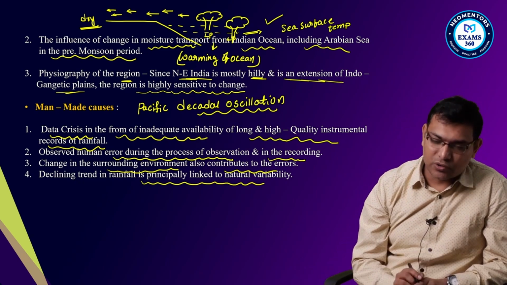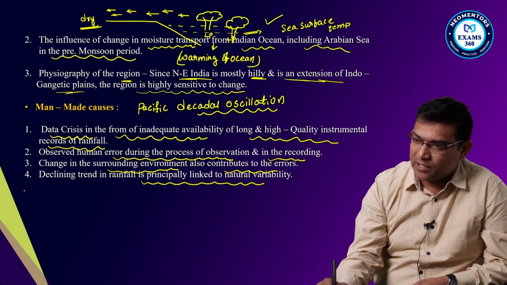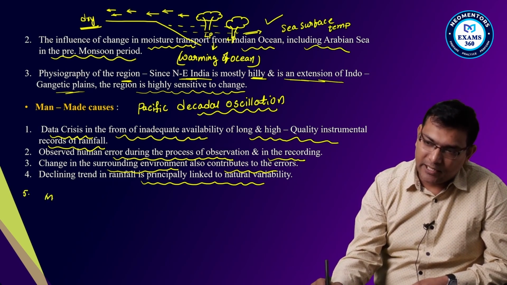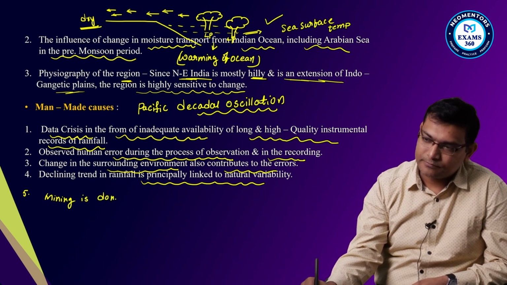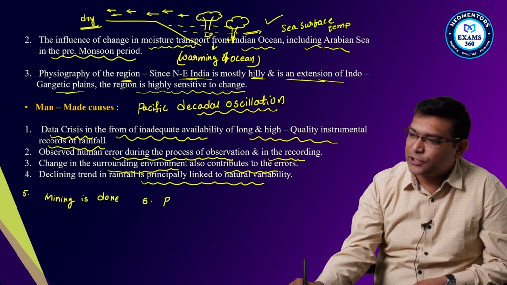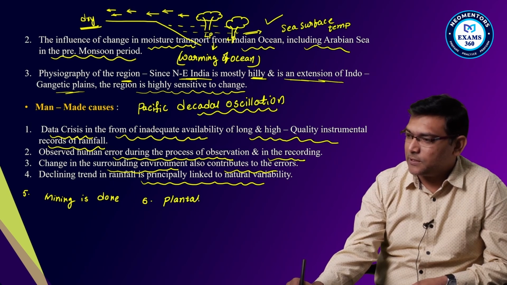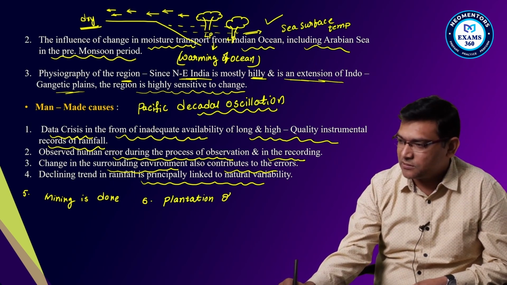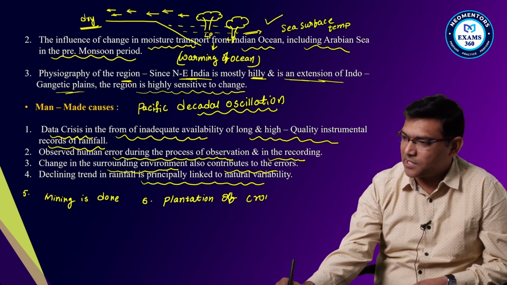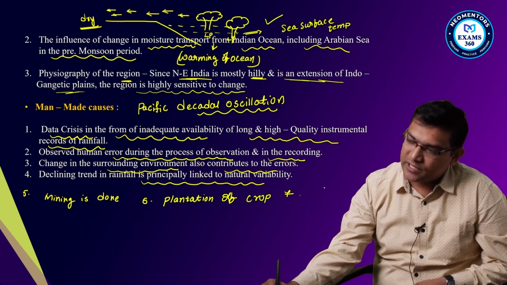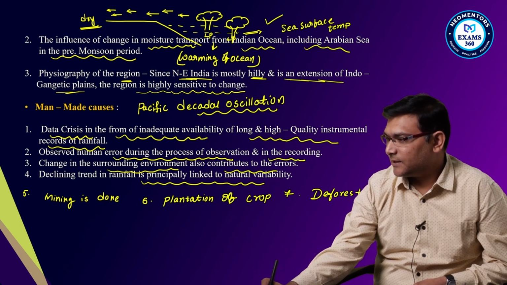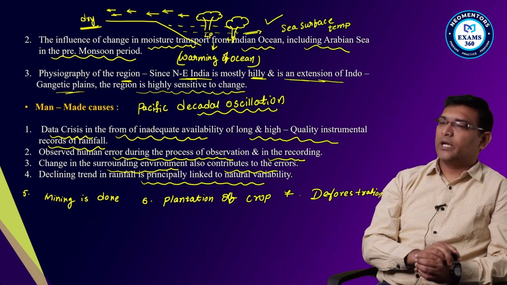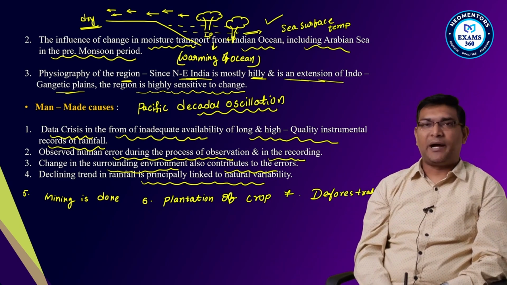But apart from this, we can also say the other man-made causes, like mining done in this area, then plantation of crops. Another factor is deforestation. There is a decline due to deforestation. Okay, so these are some of the man-made causes as well as your anthropogenic causes.